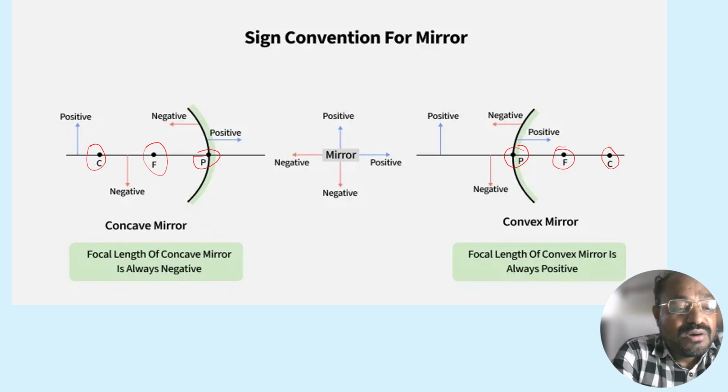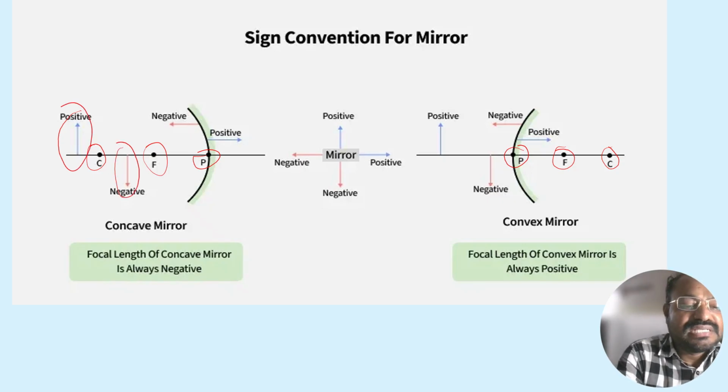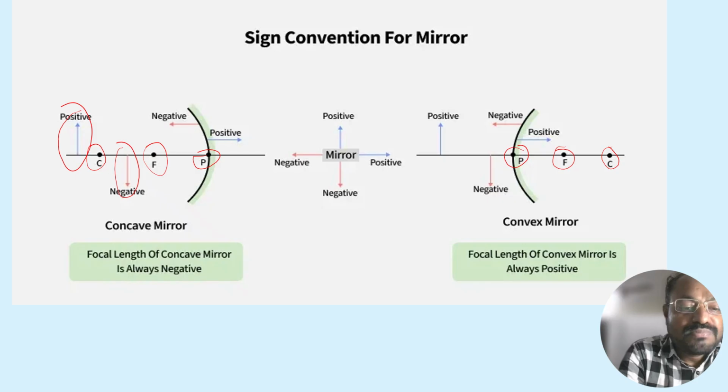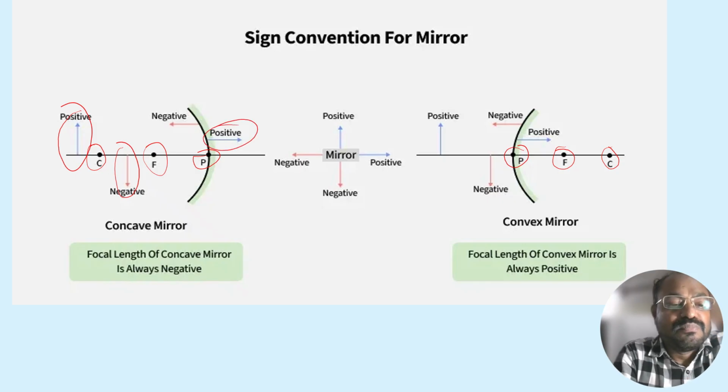So if the object or image is in the upright position, it is going to be positive. If the image or object is in the downward direction, it is going to be negative. And in a concave mirror also, if the object is towards the right, then it is going to be positive. If the ray is towards the left, it is going to be negative.